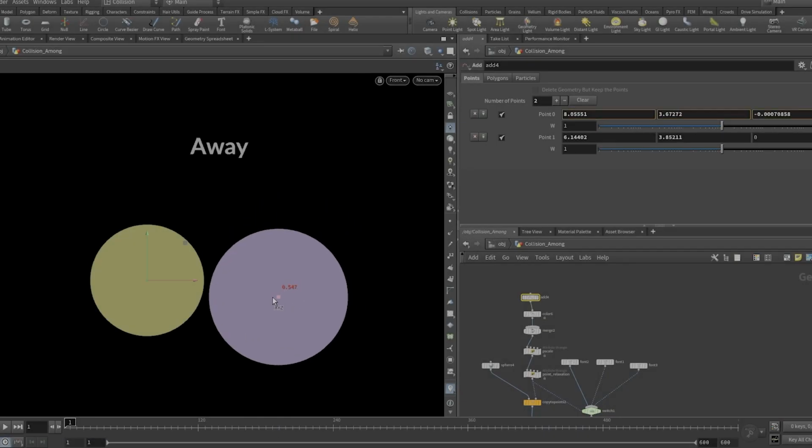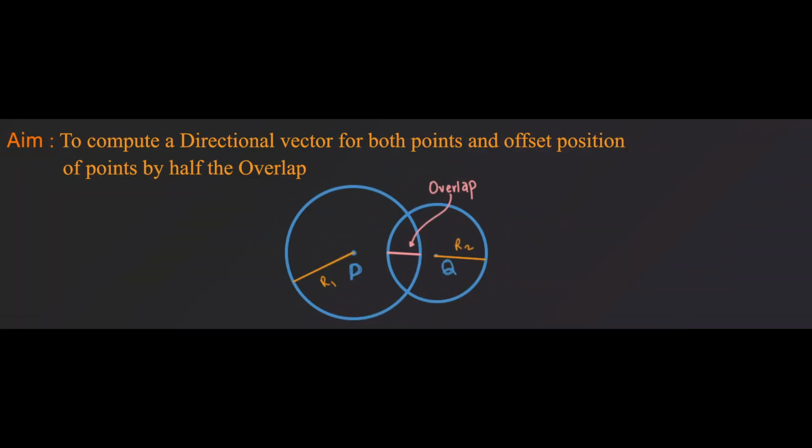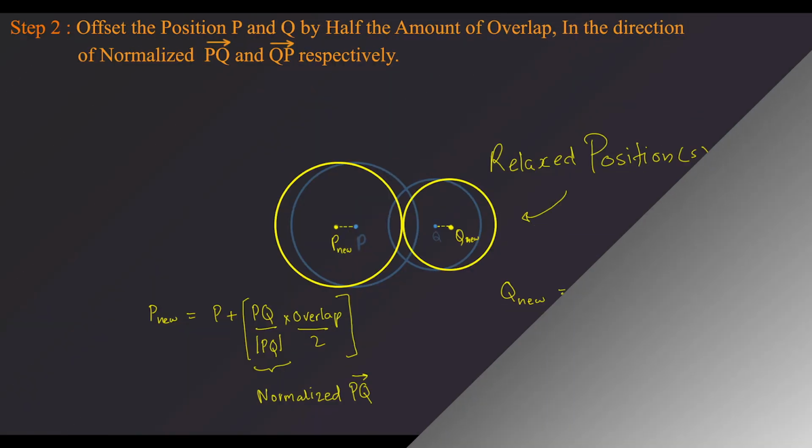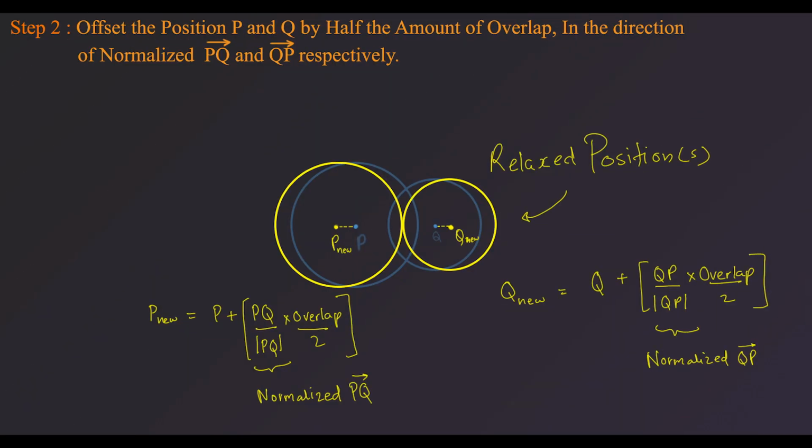Let's take the previous theory and take it one step ahead. The aim for this section is to compute a directional vector for both points and offset the position of the points by half the overlap amount. This will resolve the overlap and relax the position of each point. Step 1. Compute the directional vectors PQ and QP, and normalize them. Step 2. Offset the positions P and Q by half the amount of overlap in the direction of normalized PQ and QP, respectively.